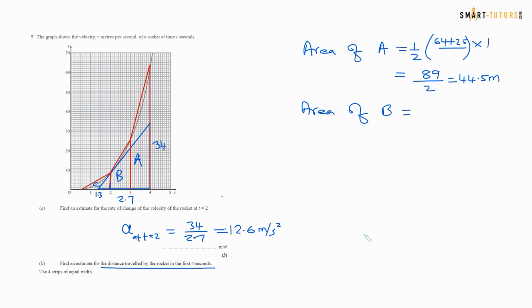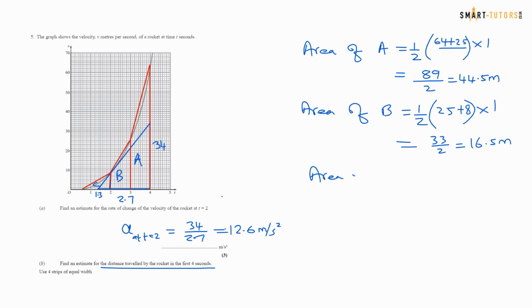So area of B is half. It's going to be 25 plus this is going to be 10, and it's not going to be that high. And let me do 2 drop. It's going to be 8. So 8 and times by 1. So 33 divided by 2 is 16.5 meters.